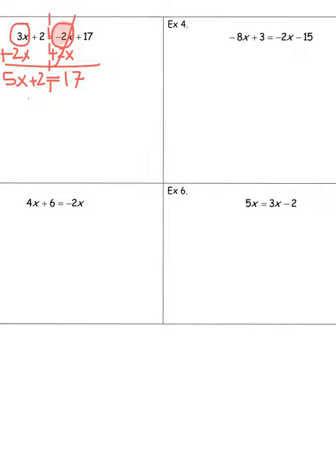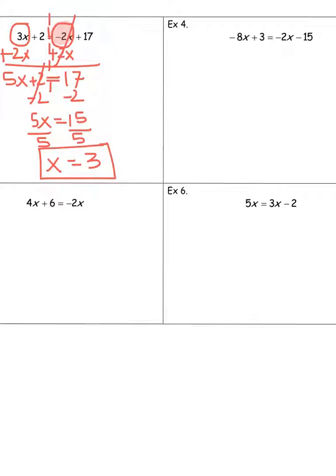Then I can finish solving this. Subtract 2, subtract 2. I get 5x equals 17 minus 2 is 15. Then divide both sides by 5, and I get x equals 15 divided by 5 is 3.